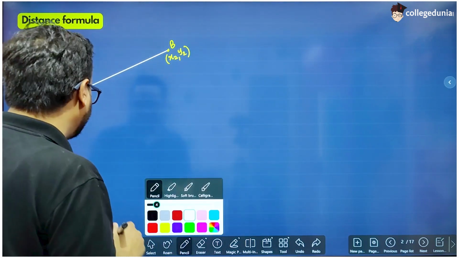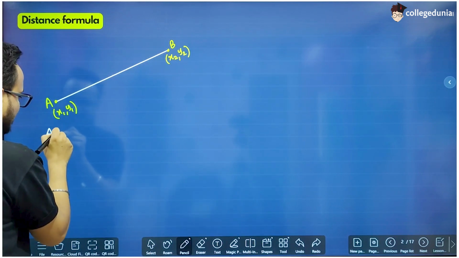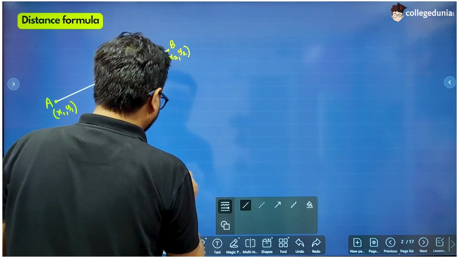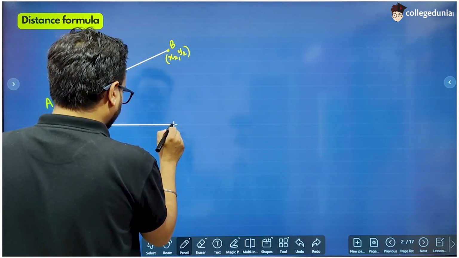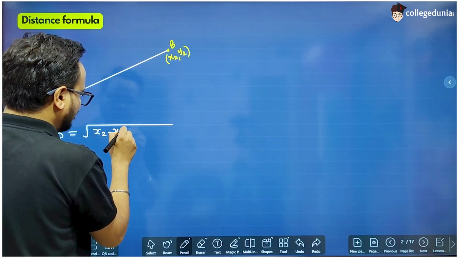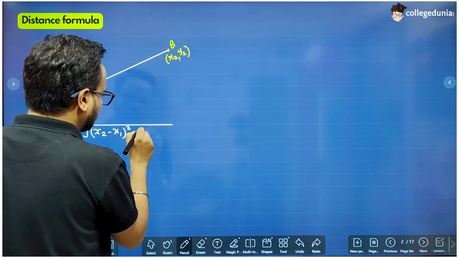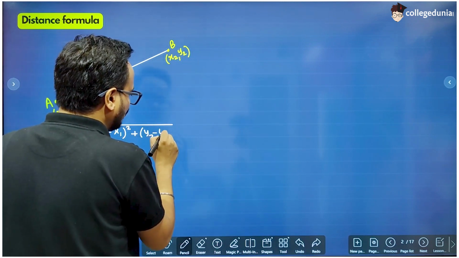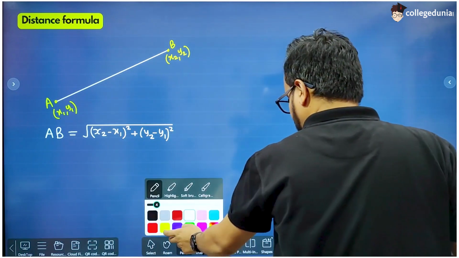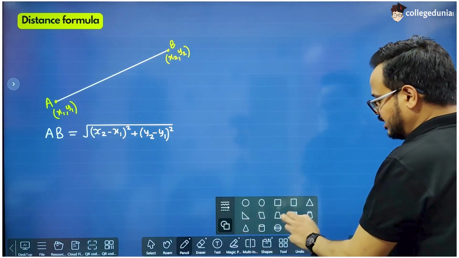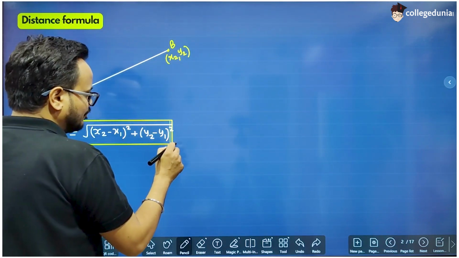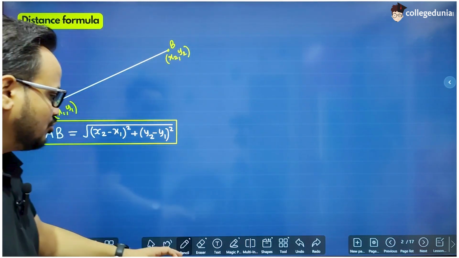So distance formula says that this distance AB is under root x2 minus x1 square plus y2 minus y1 square. That is the distance formula. Now if 2 points are given, you can take any point as x1, y1 and any other point as x2, y2, and you can find the distance between them.